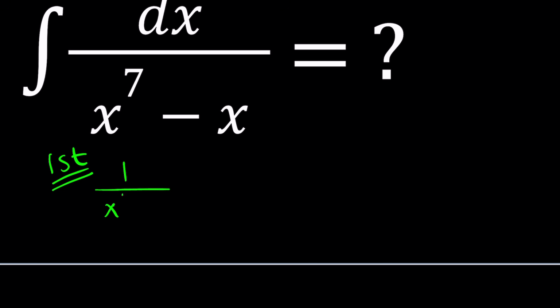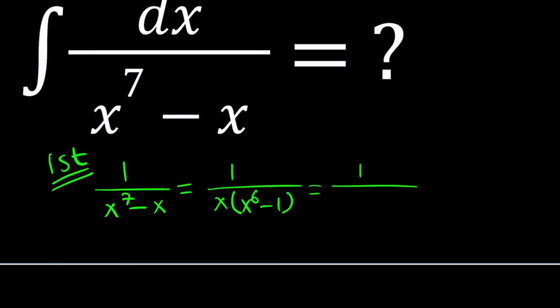I'm going to take 1 over x to the 7th power minus x and do partial fractions on it. Obviously, to be able to do partial fractions, first you have to factor the expression. And notice that x to the 7th minus x has a common factor, so we can go ahead and factor out an x. And inside we get x to the power 6 minus 1, which can be written as a difference of two squares or difference of two cubes. Either way is fine, but let me go ahead and use difference of two squares here. That kind of makes it a little easier.